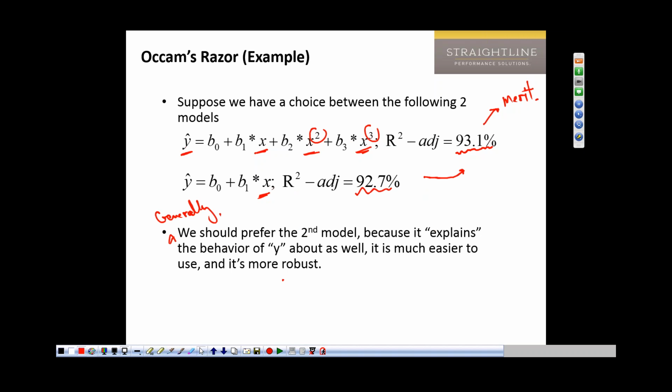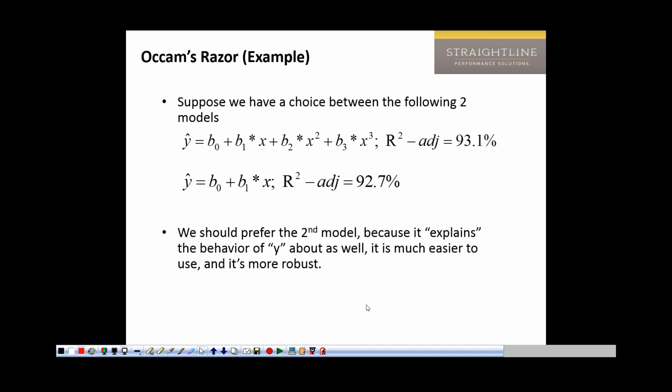There's an overused word here, robust. I'm also going to use that in our course. Robust means essentially that it's a lot harder to break this model. It's harder to misuse it. It's easier to break the other one, which has a lot more constraints on it. All right, and that should cover Occam's razor pretty well for now.